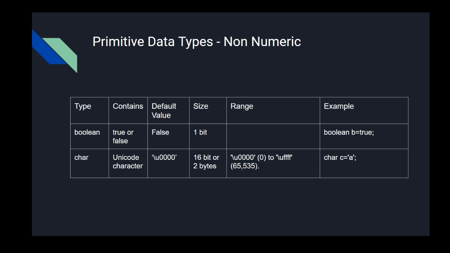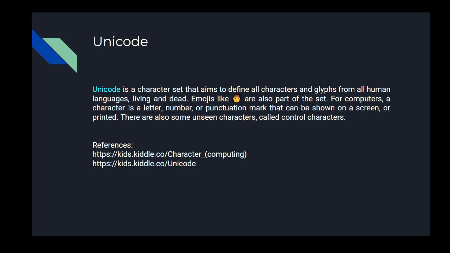Char is a Unicode character. Its default value is 0. If you want to know why 0 looks like that, that's just in Unicode. It doesn't really concern us that much as we've only just started. The size is 16 bits or 2 bytes. The range is from 0 to 65,535. You write char as char c = 'A'.